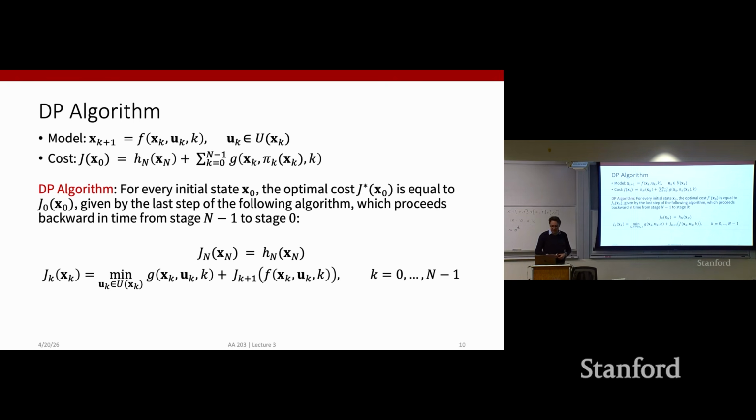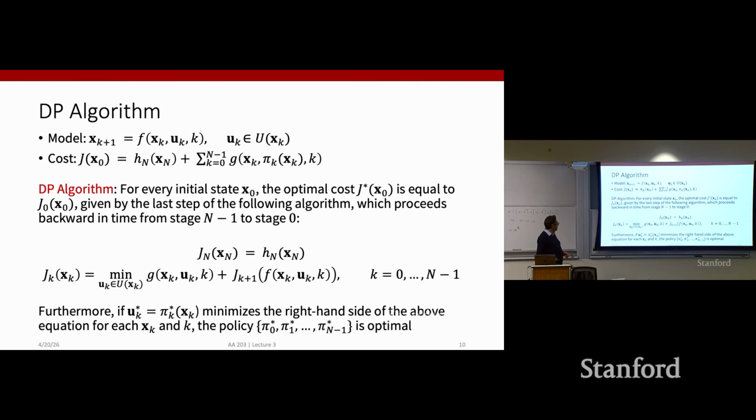Now, assuming that you can solve this problem, then you can construct an optimal policy by essentially bookkeeping, for all possible states, the optimal control that you have picked, and so you are incrementally building the optimal control policy.